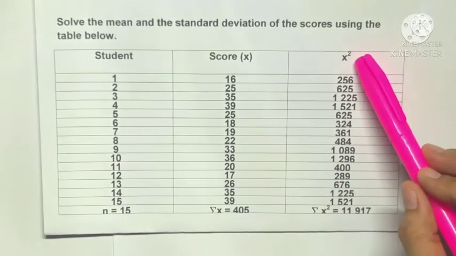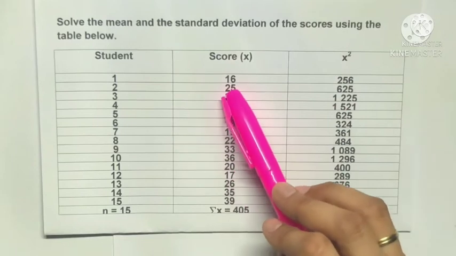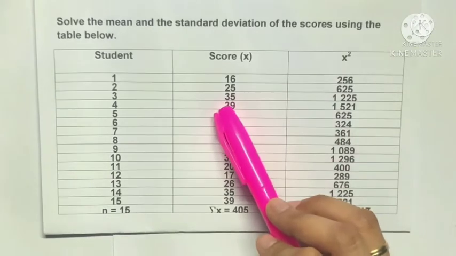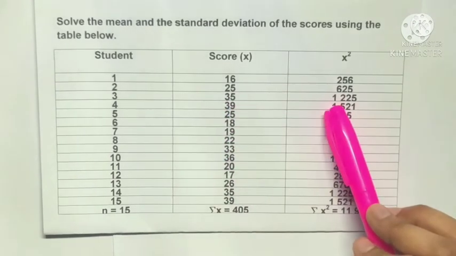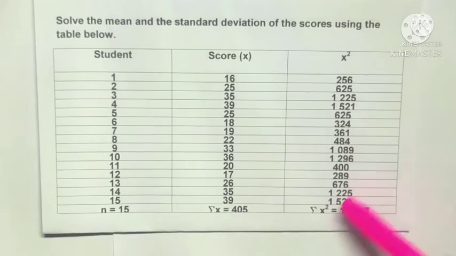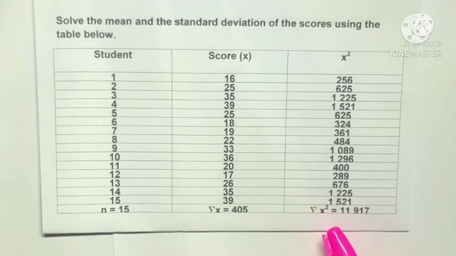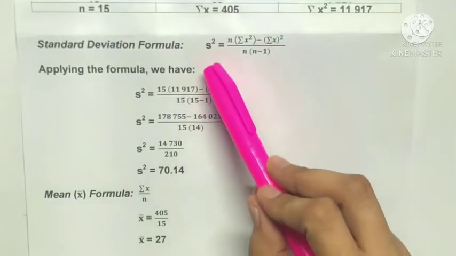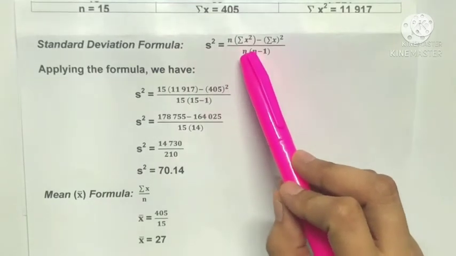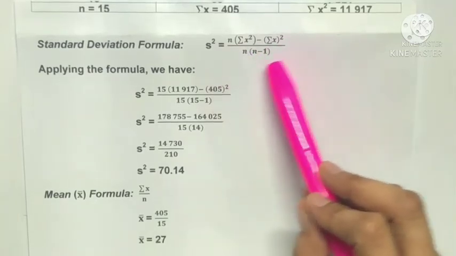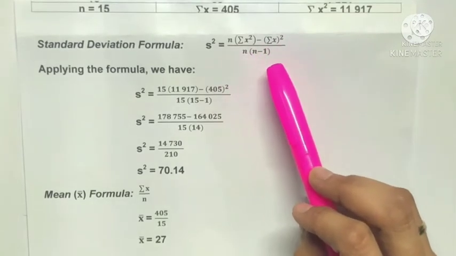So for x squared, we will just multiply 16 times 16, 256, 25 times 25, 625, 35 times 35, 1,225, and so on. If we get the total of this, the result will be summation of x squared is equal to 11,970. We have here the standard deviation formula. S squared is equal to n times the summation of x squared minus summation of x quantity squared divided by n times the quantity of n minus 1.